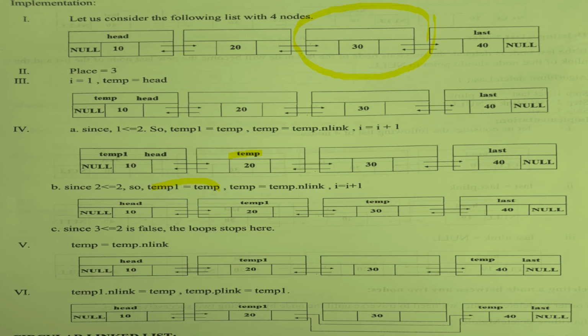Don't confuse here. What is the temp? Previously the temp value is this. So now I am changing temp equal to temp.nlink. What are the addresses here? It becomes temp, right? In the next step we will increase the i value, i equal to i plus 1. Here i equal to 2, so i becomes 3. 3 less than or equal to 2 is false. The loop stops here.